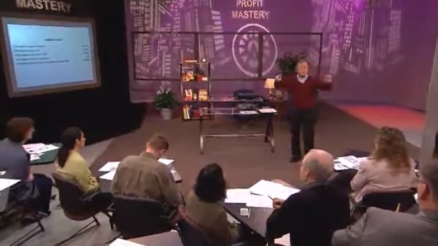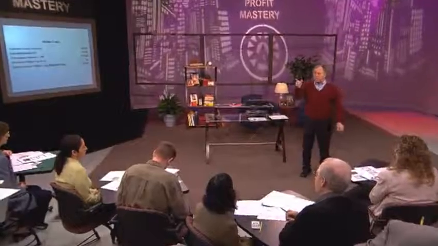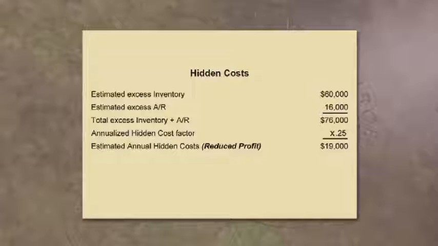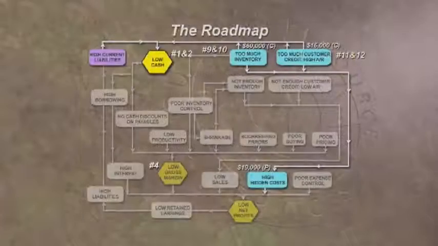Basically, there's no line item that the accountant puts on our P&L that says the hidden cost of too much inventory. You're never going to see that, but it's all there, isn't it? It's really there. Those are going to be something we incur. What does it translate into? How much? A quarter of $76,000, $19,000. So we're going to put that right by our box labeled high hidden cost.